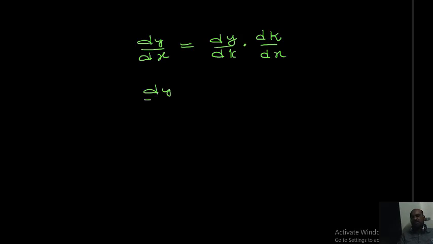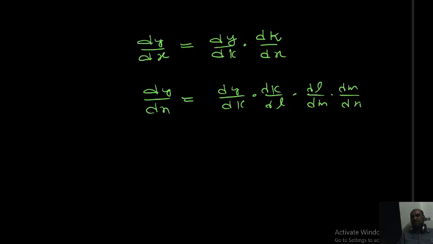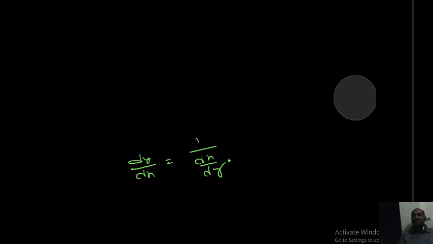More generally, dy/dx can be written as dy/dk into dk/dl into dl/dm into dm/dx. You can write like that. Another important note is dy/dx is the same as 1 by dx/dy. Based on this, we did 2-3 problems. Today also I will explain one more problem based on this.